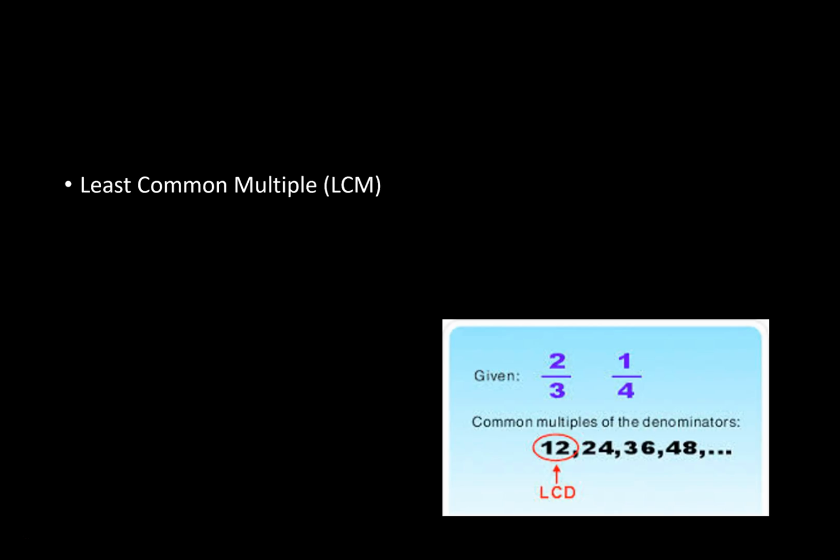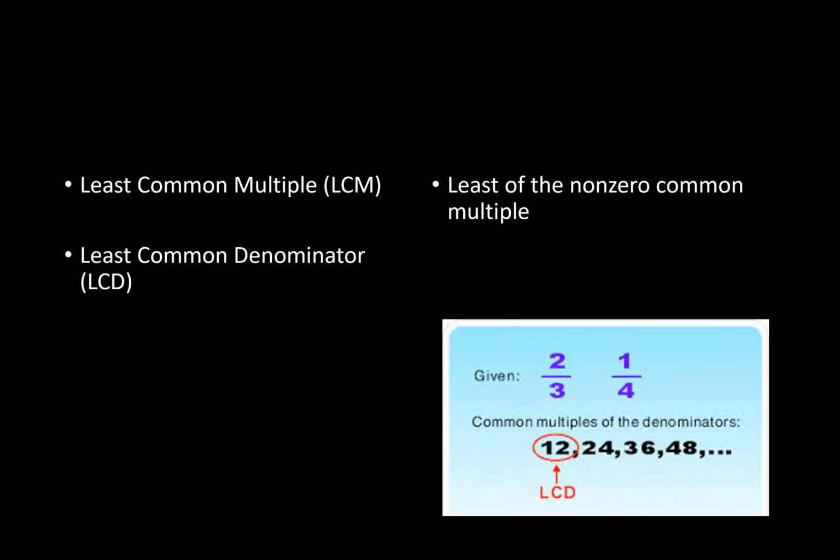A least common multiple and least common denominator are kind of the same thing, except one's a fraction, one's not. So a least common multiple is the least common non-zero multiple. And then the least common denominator is for two or more fractions, the least common denominator.